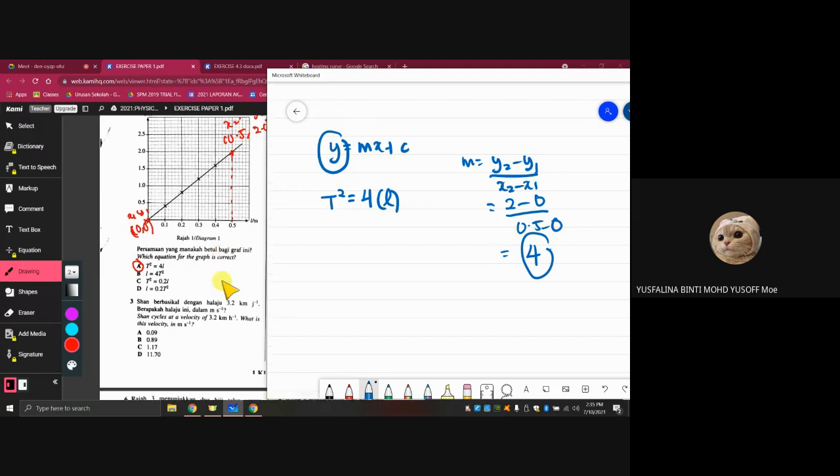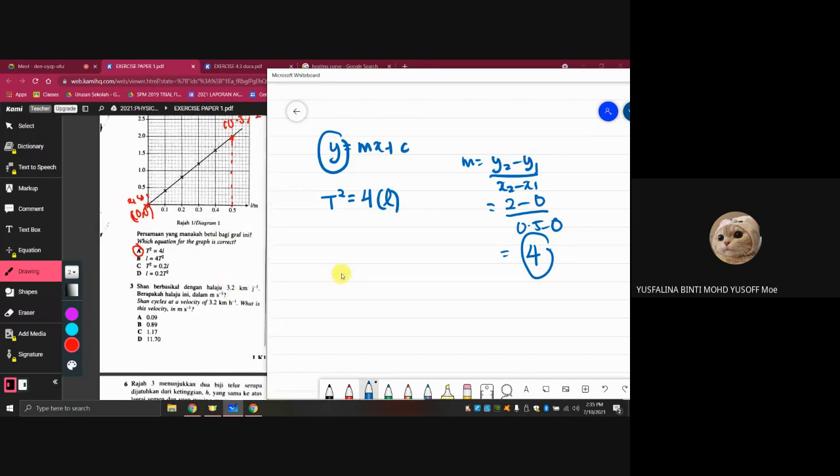Okay, for number 3, it says a cyclist cycles at the velocity of 3.2 kilometer per hour. What is the velocity? So, kilometer per hour, you want to change to meter per second. Okay, so 3.2. Kilo is times 10 power of 3, right? Okay, so times 10 power of 3. Okay, and then 1 hour is how many seconds? 1 hour is 3,600. Okay, so you will get the answer.